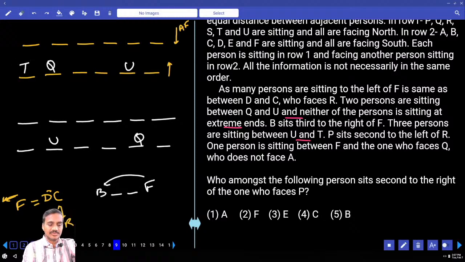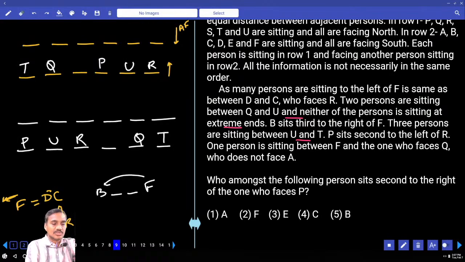In between U and T, how many are there? There are exactly 3 persons. P sits second to the left of R. Now where is this P? P is seated second to the left of R. Now P is here, R is here. P is seated second to the left of R, P and R.